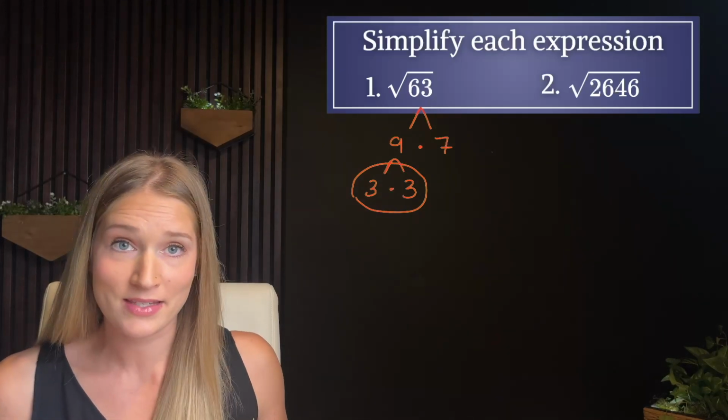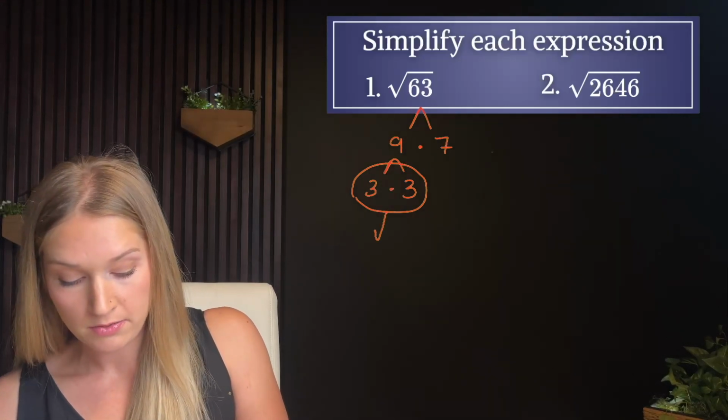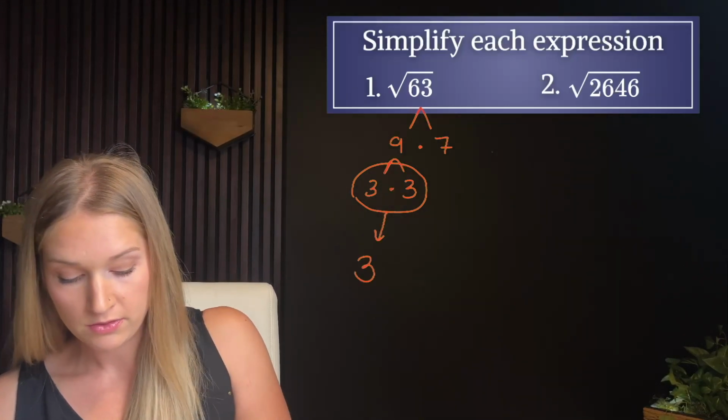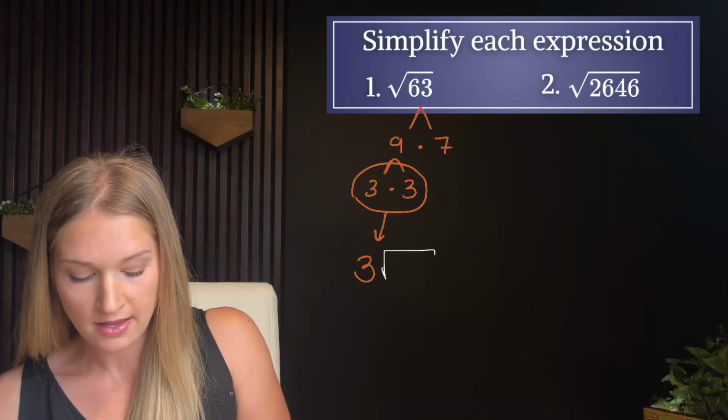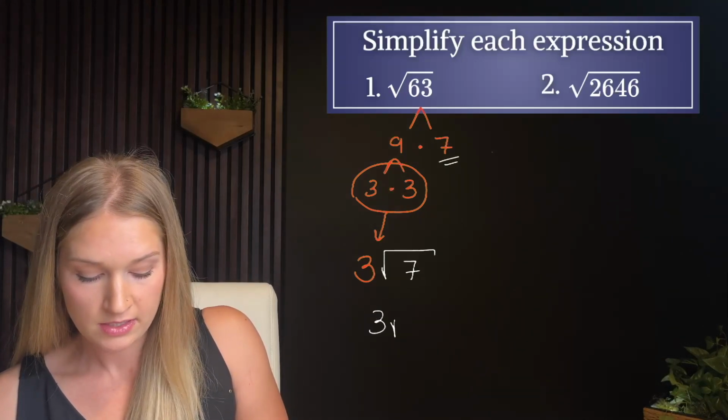But anything that doesn't pair up just has to stay inside. So the 3 gets to come out of the radical, but then underneath the radical, I still have that 7 that didn't pair up with anything. So square root of 63 simplifies into 3 square root of 7.